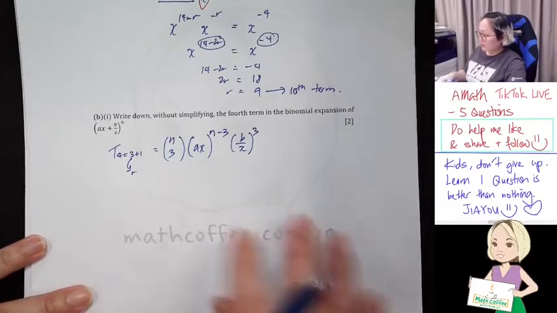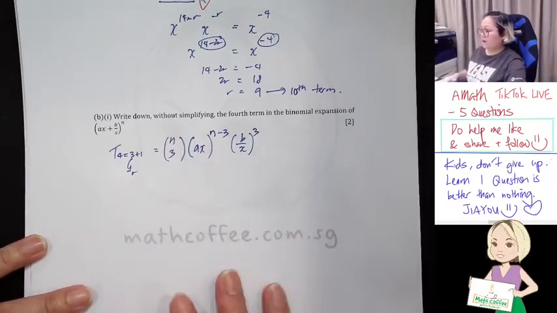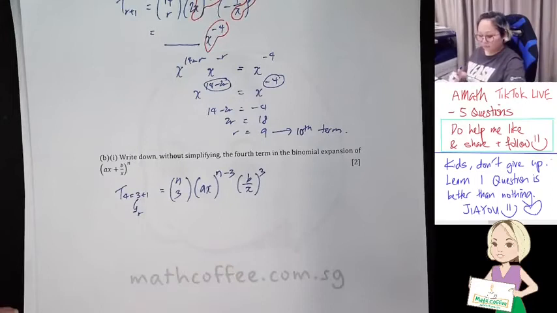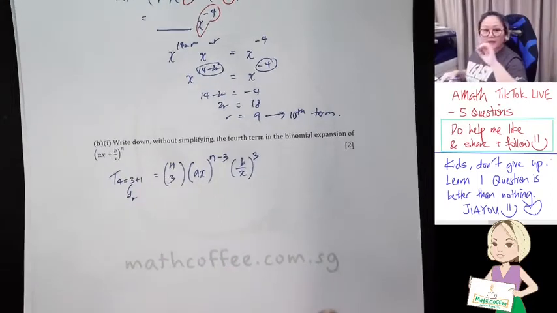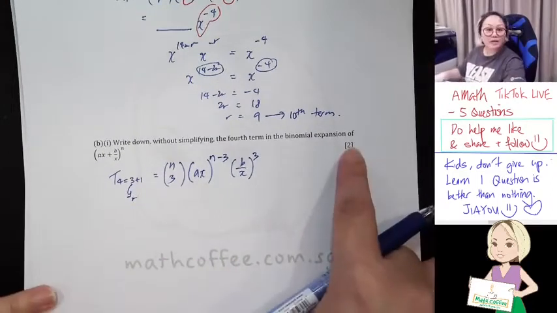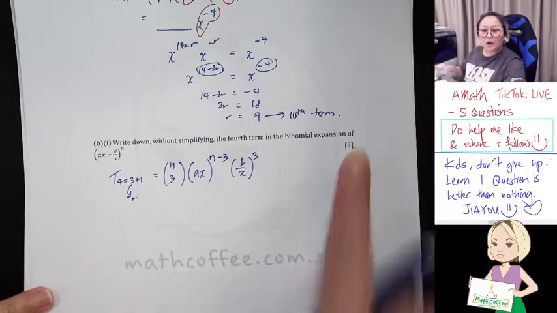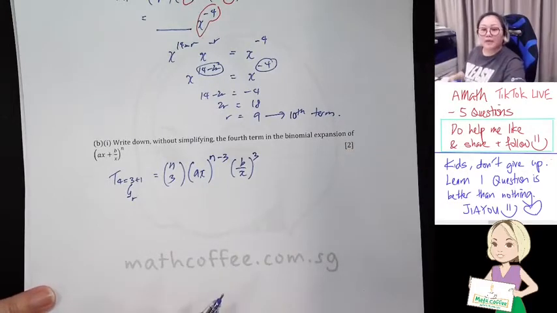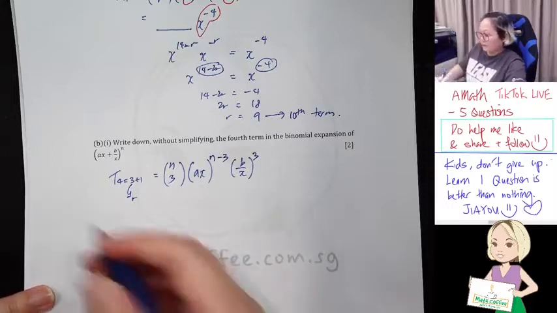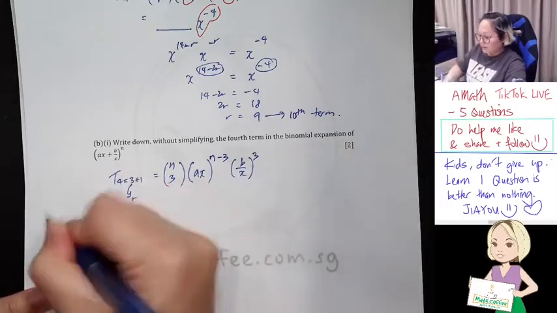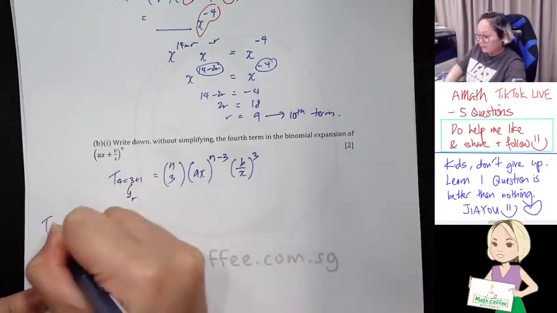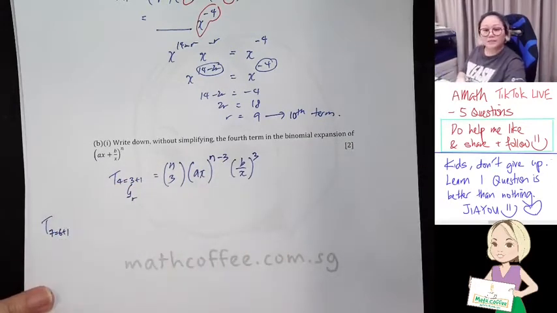Okay, let's proceed. Then after that, they say without simplifying. So that means actually I can just leave it. But to me, I expand a bit more lah, since you see there are 2 marks, right? So I will expand a bit more. Yes, it is always T r plus 1, correct? For example, if they ask for the 7th term, it means 6 plus 1. Your r is 6.